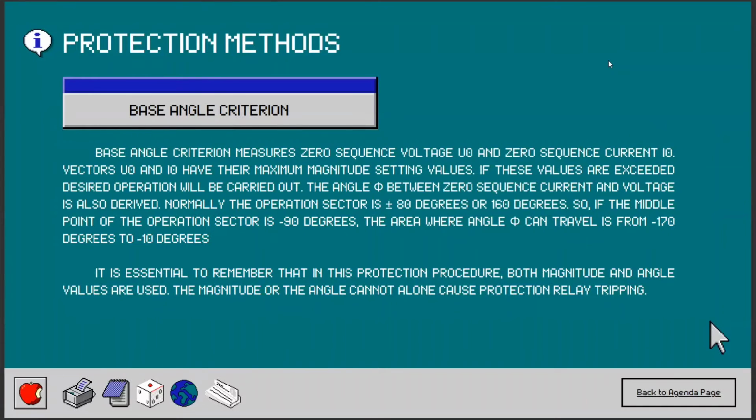Normally, the operation sector is positive or negative 80 degrees or 160 degrees. So if the middle point of the operation sector is negative 90 degrees, the area where angle theta can travel is from negative 170 to negative 10 degrees. Note that it is essential to remember that in this protection procedure, both magnitude and angle values are used. The magnitude or the angle alone cannot cause protection relay tripping.